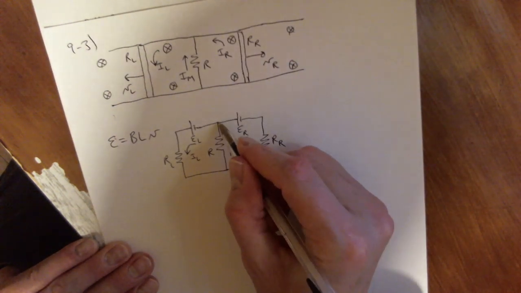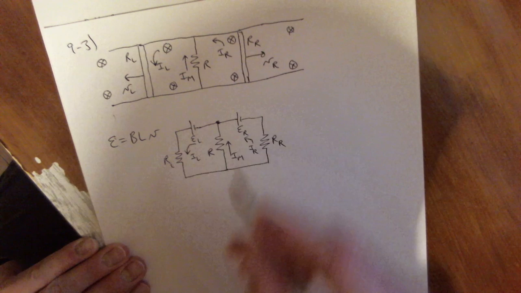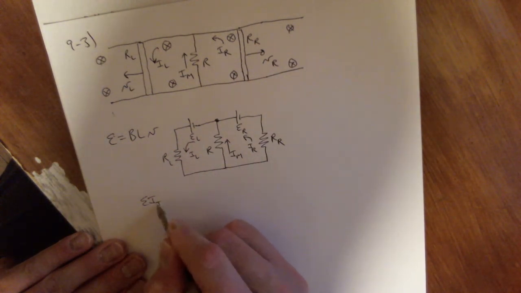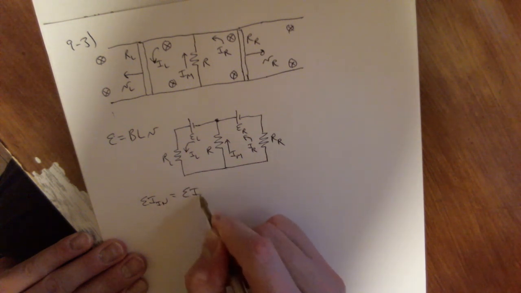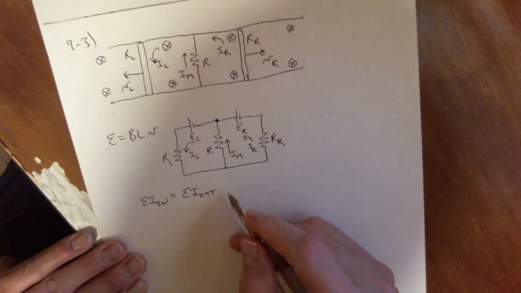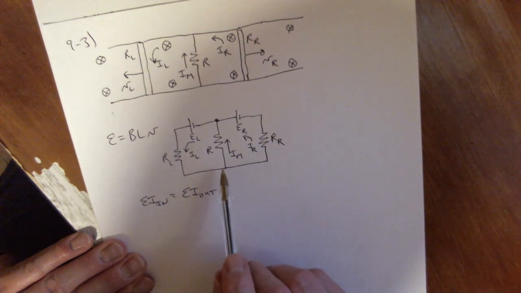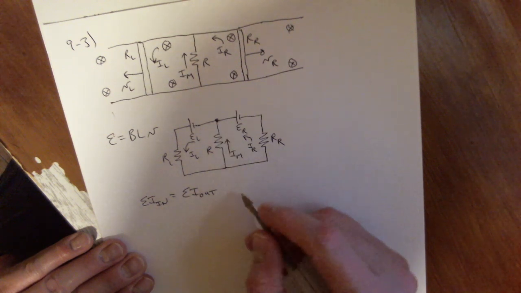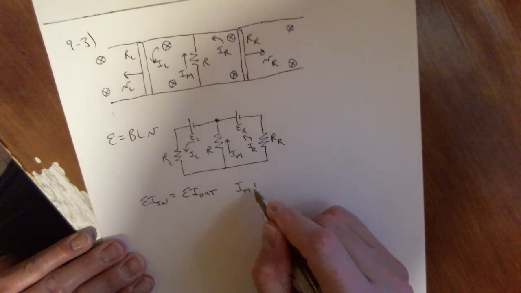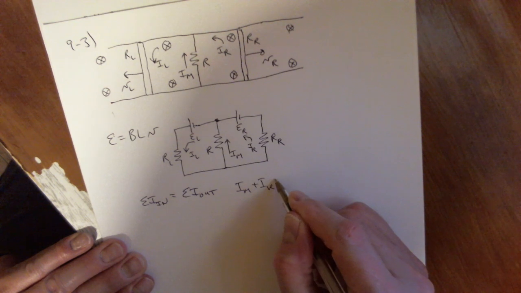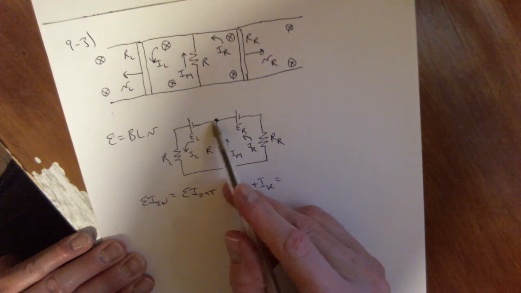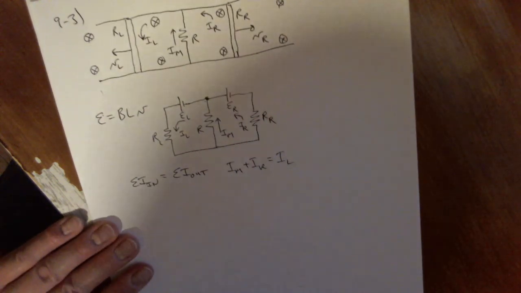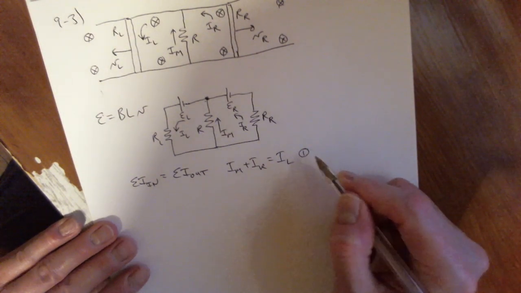And so if I look at, remember the junction rule, if I look at this junction, I have sum of currents in to the junction equals sum of currents out of the junction. And that equation is I middle is going in, I right is going in to that junction. So I middle plus I right is equal to the currents coming out, which is just I left. So that's my first equation.